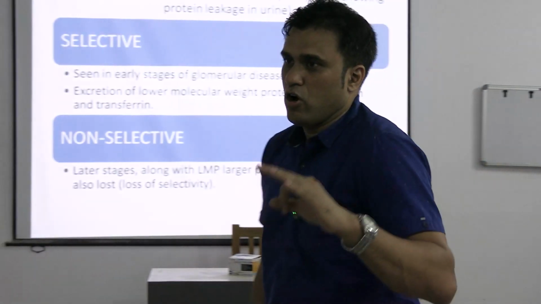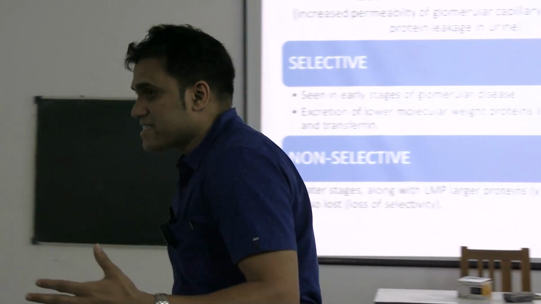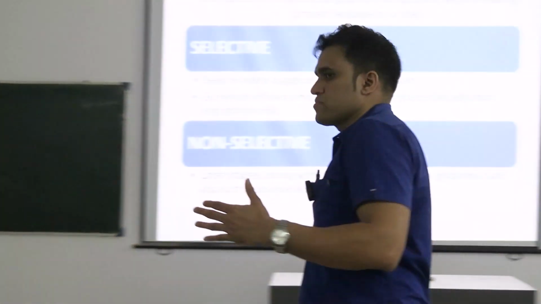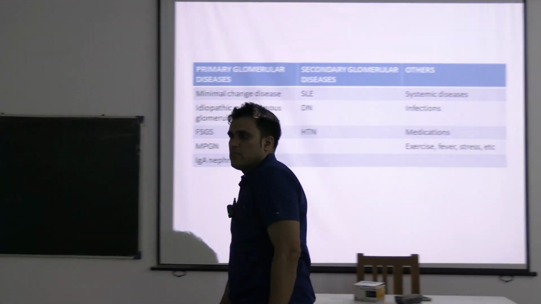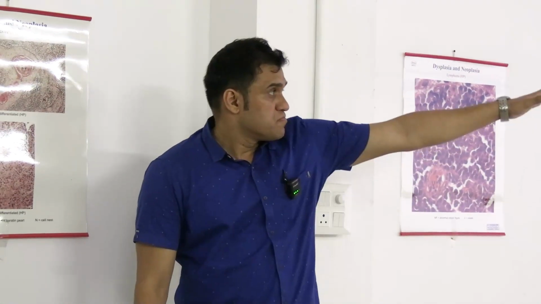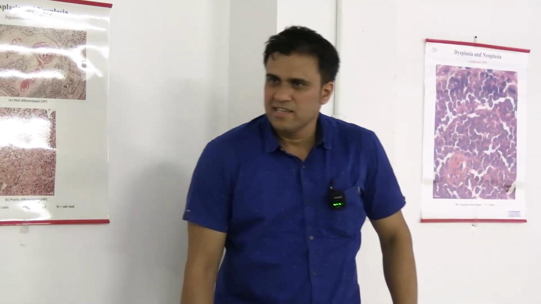So, selective proteinuria occurs in early stages of glomerular diseases, whereas non-selective proteinuria occurs in late stages of glomerular diseases. What are the various glomerular diseases which cause proteinuria? Primary glomerular diseases, secondary glomerular diseases and others.